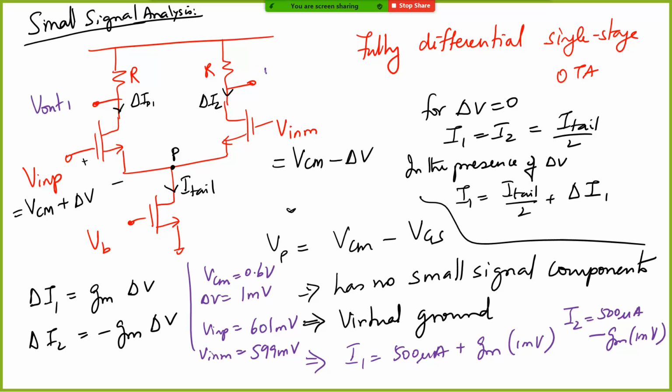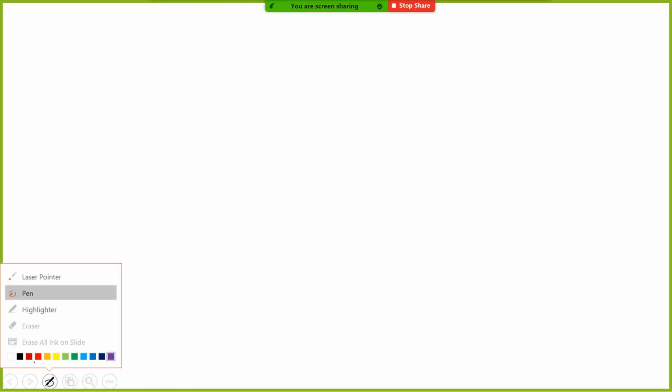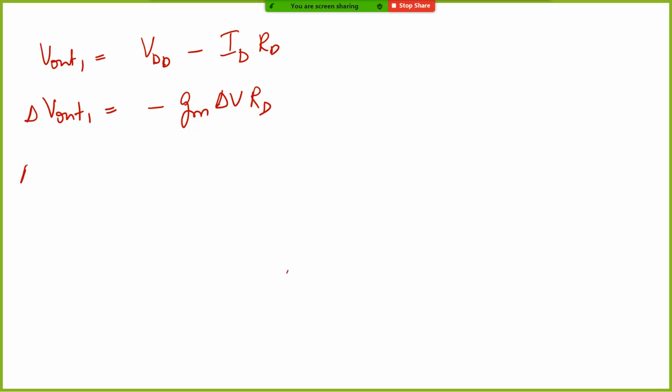So, now what will be V out 1? Let's call it V out 1 and V out 2. Now, what can we say for V out 1? V out 1 can be written as VDD minus ID times RD, or rather the delta V out 1 can be written as what? Minus GM times delta V times RD, correct? And delta V out 2 can be written as plus GM times delta V times RD, correct? Because, keeping all other things constant.